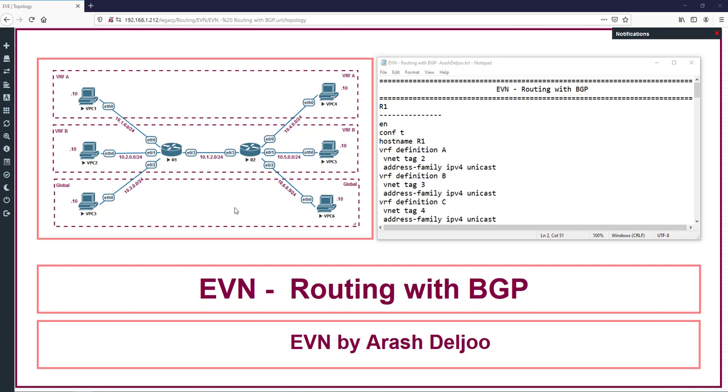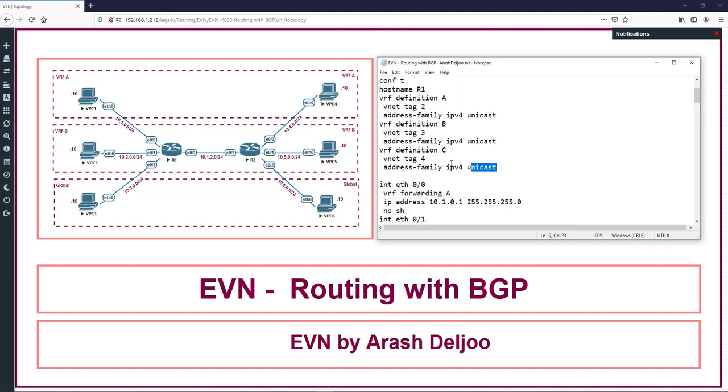It's so easy. First we should configure R1. We have the host name as R1, VRF definition A, same command as the previous video. VNet tag is 2 for VRF A, and address family IPv4 unicast is now enabled for this VRF. Again, VRF definition B, VNet tag 3, address family IPv4 unicast is enabled for this VRF. But we don't need the VRF definition C with VNet tag 4, because of that, I'm removing this configuration.